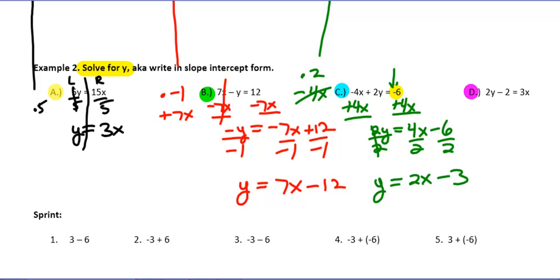Something quick to point out here: these equal signs are like brick walls. They really should never move. They should be straight down the page.